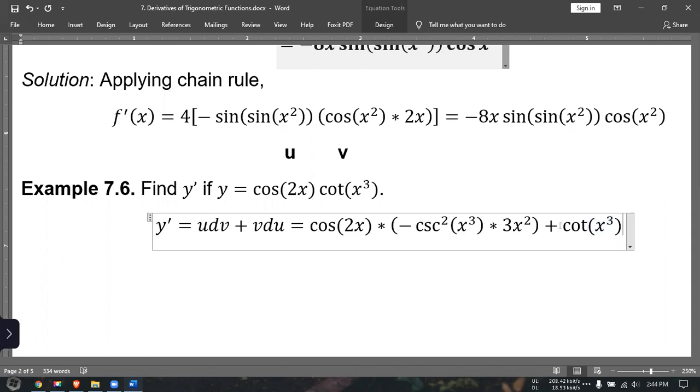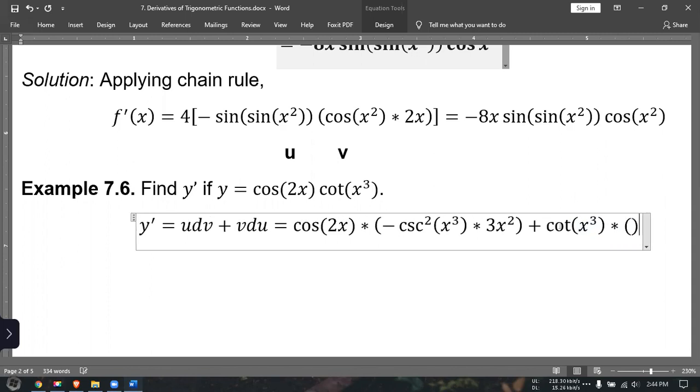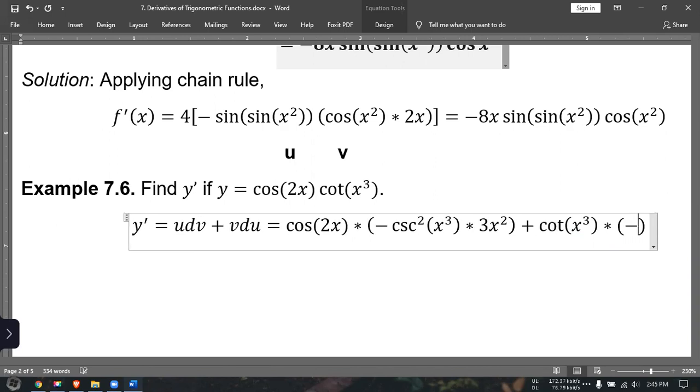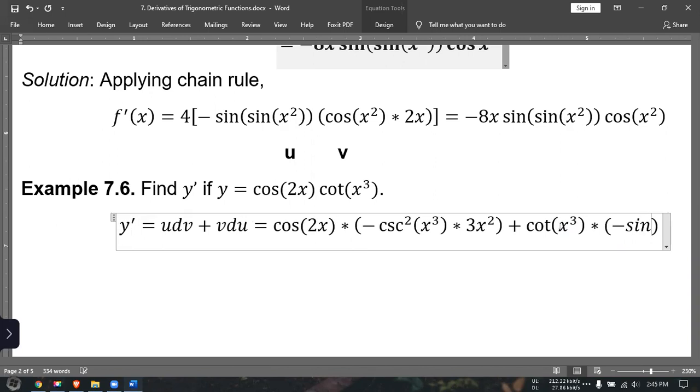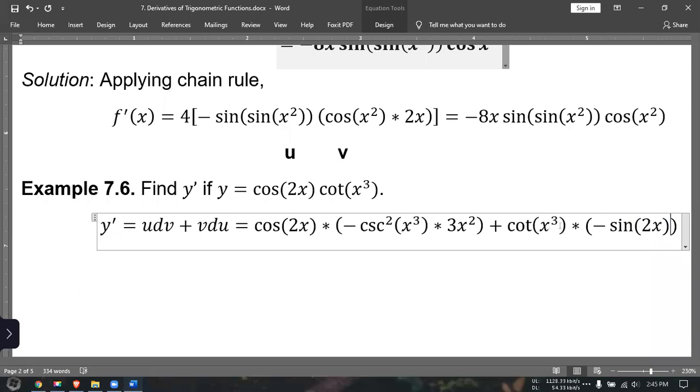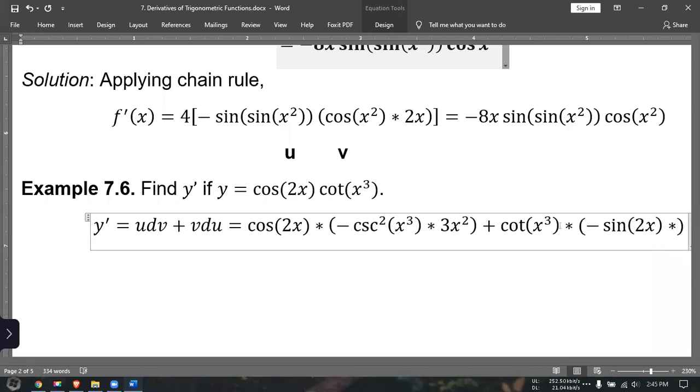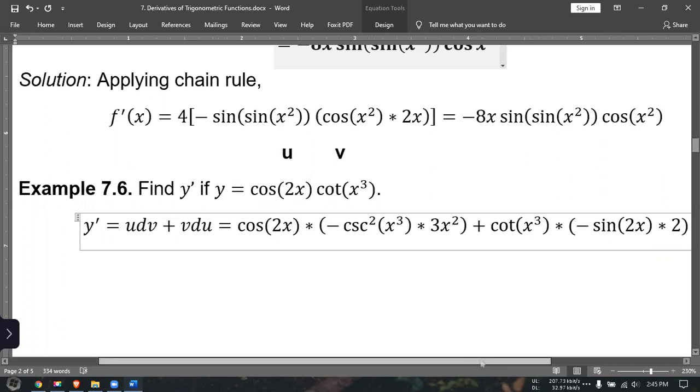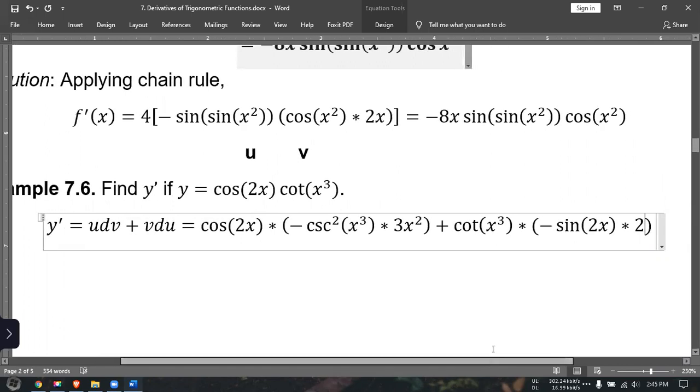Then multiply that by the derivative of the first factor. What's the derivative of cosine? The derivative of cosine is negative sine. Copy the angle, and multiply this by the derivative of that angle. The derivative of 2x is 2. And that's it. Now we have u dv plus v du. So simplify.